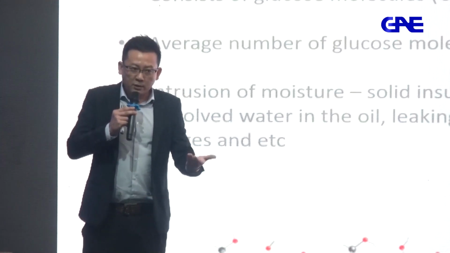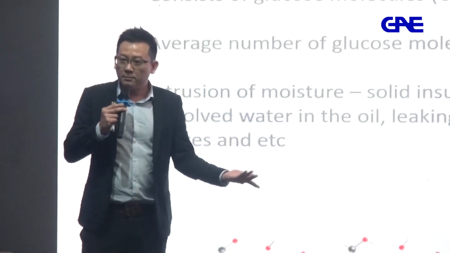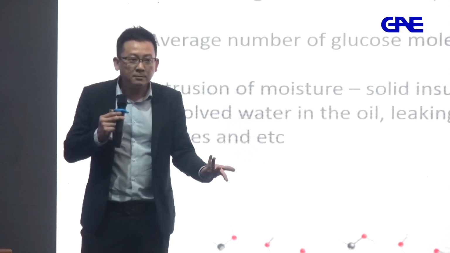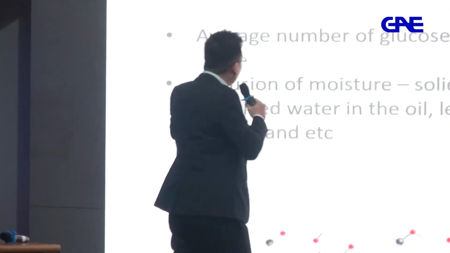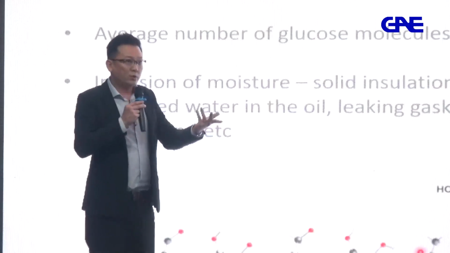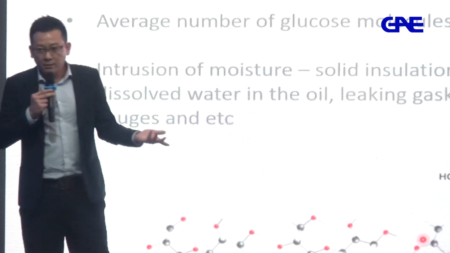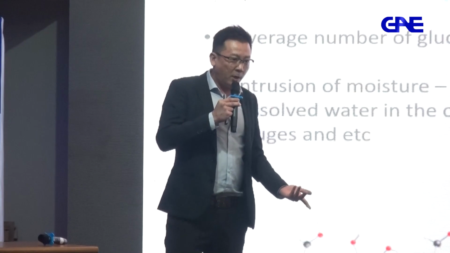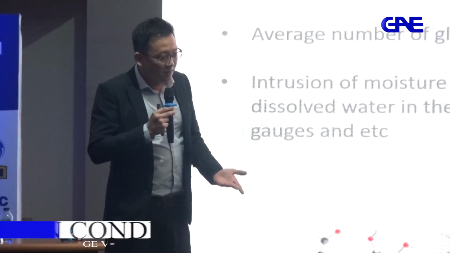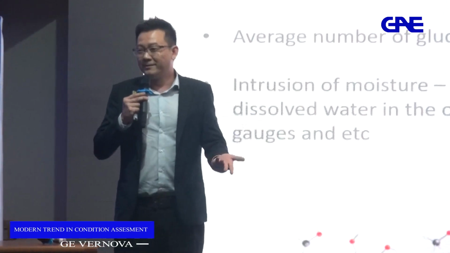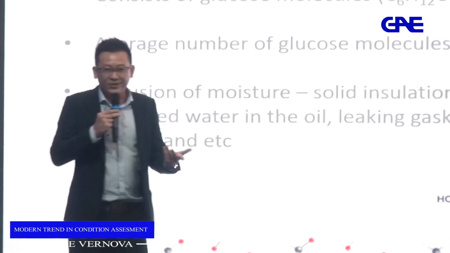When you talk about liquid insulation, what is liquid insulation inside a transformer? Solid insulation is paper, press board, wood structure, core. That is solid insulation. Liquid insulation inside a power transformer is transformer oil. We are all talking about dissolved gas analysis. It's all talking about oil.